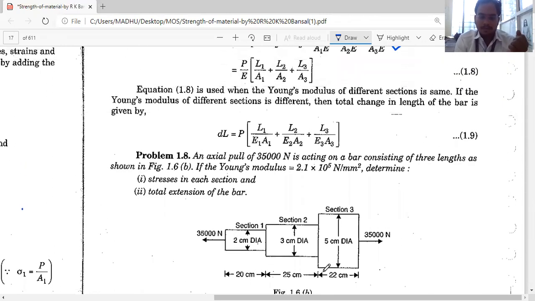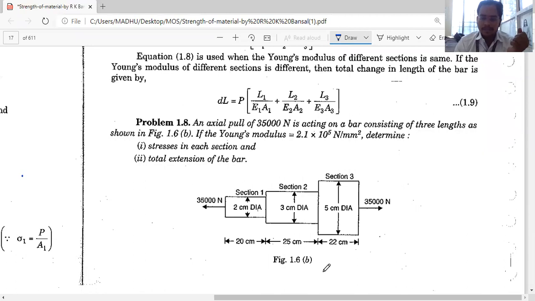Now we'll illustrate this by solving a problem. This is very important, and this is an example which will clear our concept now. An axial pull of 35,000 Newton is acting on a bar consisting of three lengths as shown in the figure. It is a stepped bar, with different cross-sectional areas.